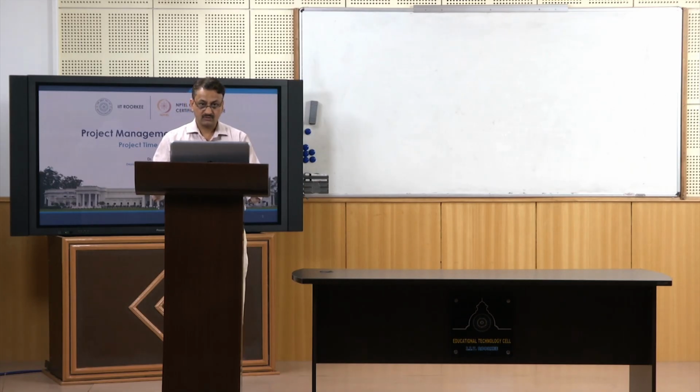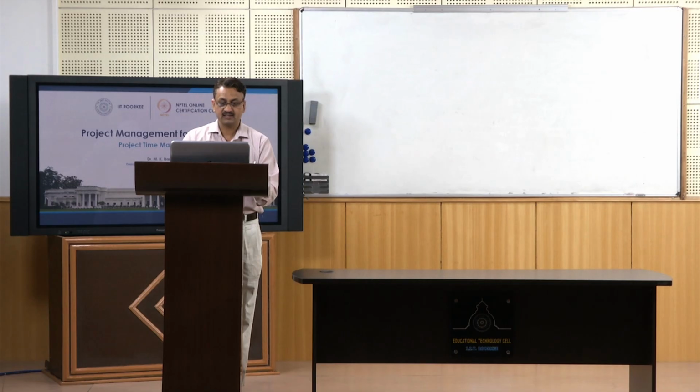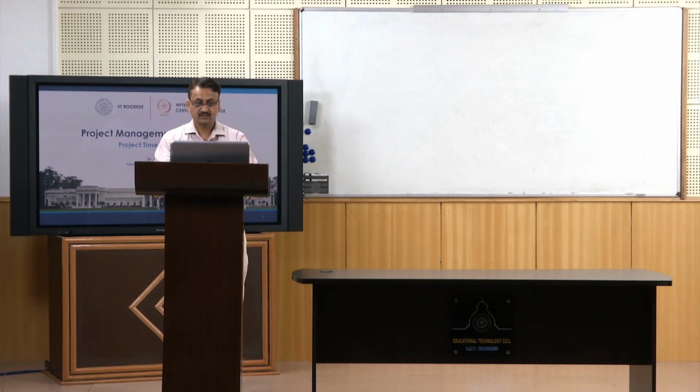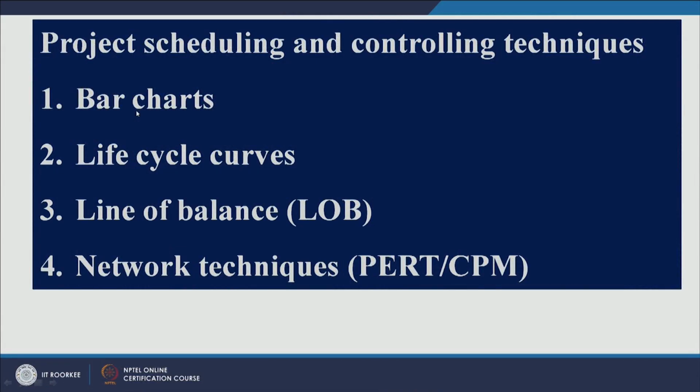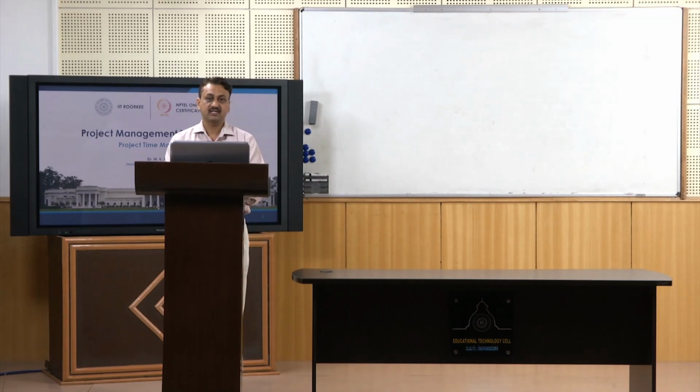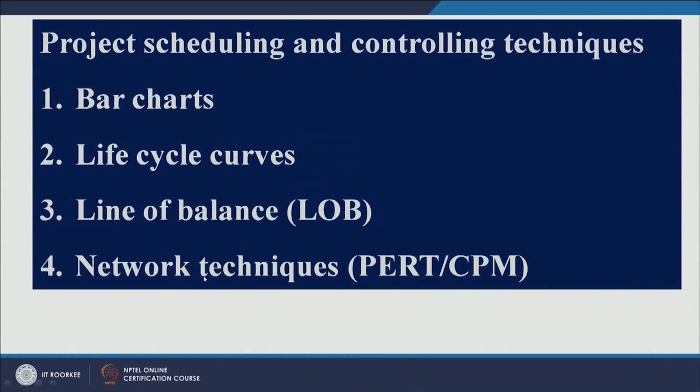And you need to control your project, right. So there are different methods of project controlling, right. For example, project scheduling and project controlling. For example, bar charts. The simplest method of project scheduling and controlling is bar chart. So you will have a bar chart in which you will have different activities and you will come to know whether a particular activity is started or not started, right. If it started, then how much portion of that activity has been completed. Then you have got life cycle curves, you have got line of balance, and then you have got network techniques like PERT and CPM, right.